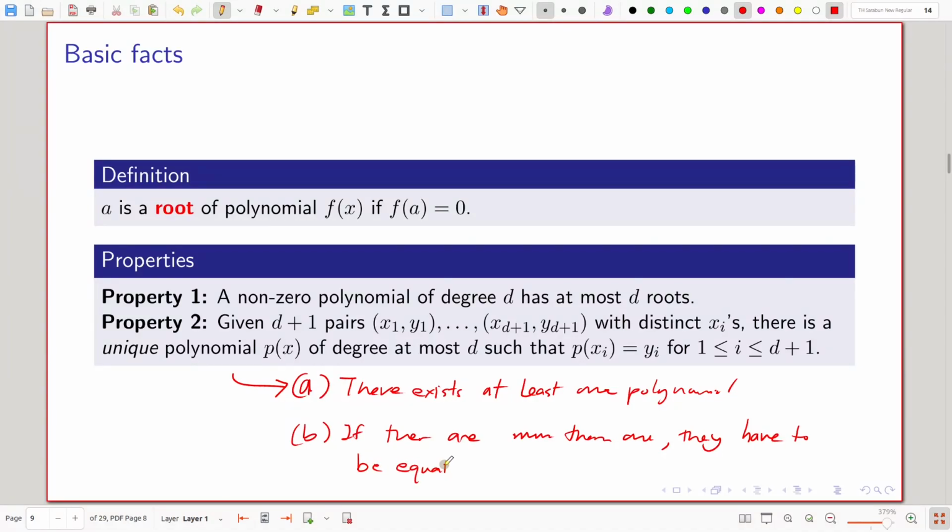The first part, we didn't prove it, but we showed you how to construct it. This is from the Lagrange interpolation that we used previously. It always succeeds, right? Because you just plug in the x values. If you do the calculation correctly, you get a polynomial that goes through these d plus 1 points. So we know that there is at least one polynomial that goes through these points.